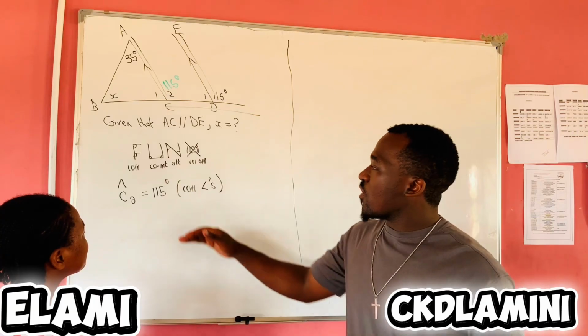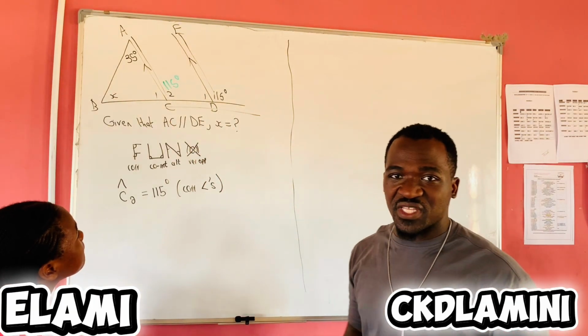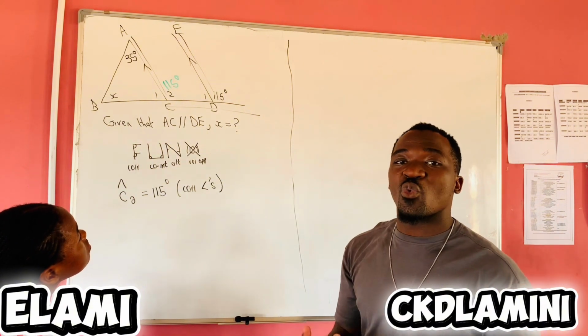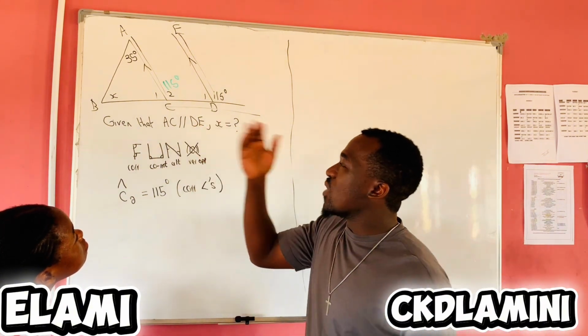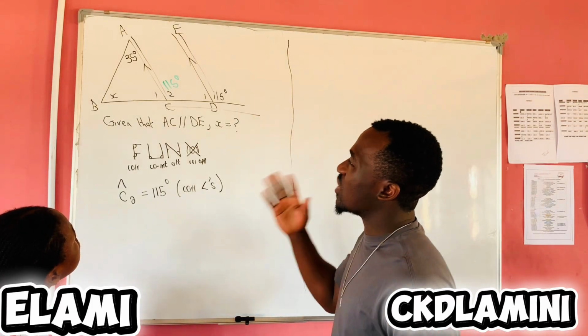So now, moving forward, since we know that angle C2 is 115, remember the question is saying we must look for X. So now, what is it that we can see there, Elamine? What's the relationship between angle C1 as well as angle C2?